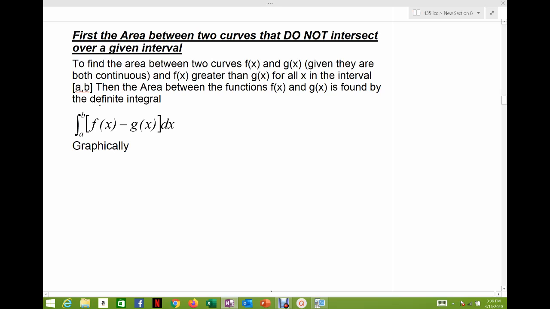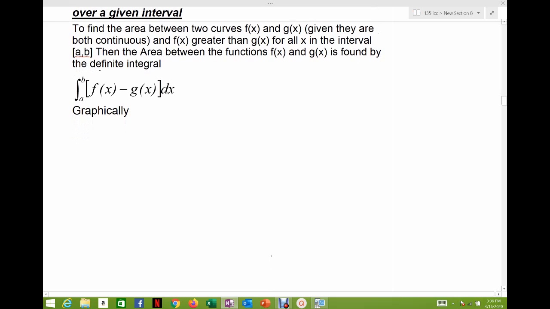Alright, so to find the area between two functions, given they're both continuous, so we still have to have continuity, and we know one function is bigger than the other function over the entire interval, they never intersect, therefore one function is bigger than the other one. I made f of x bigger than g of x. Then the area between the two functions can be found by a single integration and the fundamental theorem of calculus. What you have to do is take the bigger function and subtract the littler function.